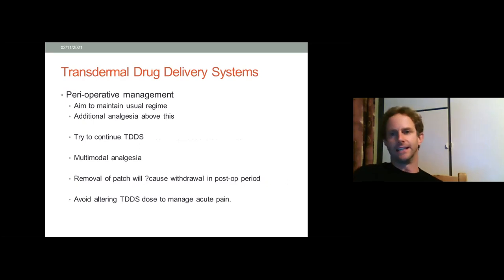Okay, so like I said, you can leave them on or you can take them off, try and maintain what they're usually taking and try and keep it on. It's quite likely that if you remove the patch, you're going to be at a bit of a loss in the post-op period about their opioid requirements. They're still going to have a lot of opioid in the reservoir in their skin, which may take 24, 36, 48 hours to be released. So it's quite likely they could withdraw in the post-op period.